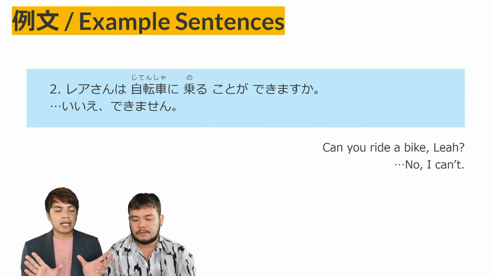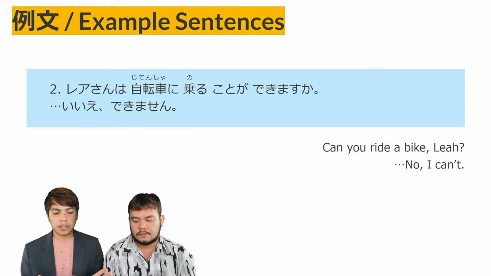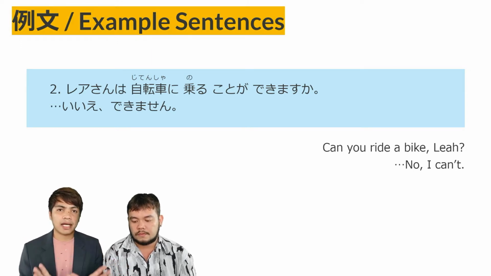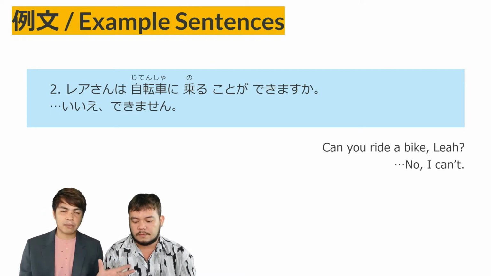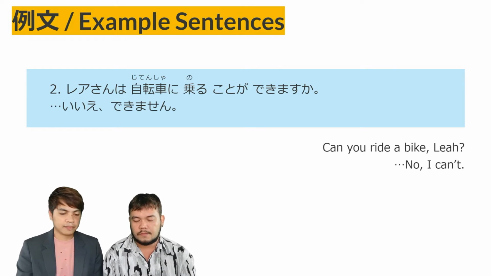To make it a noun ga dekimasu, we have to make jitensha ni noru a noun, or we convert it to a noun. So we will add koto. So from the verb sentence, if we add koto, it will become a noun. So we will follow the noun ga dekimasu pattern. So jitensha ni noru koto ga dekimasu ka? Yes or no? He said iie, dekimasen.